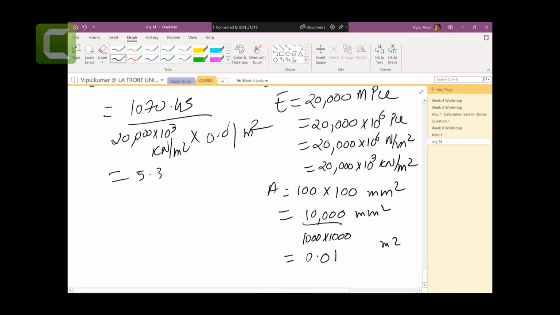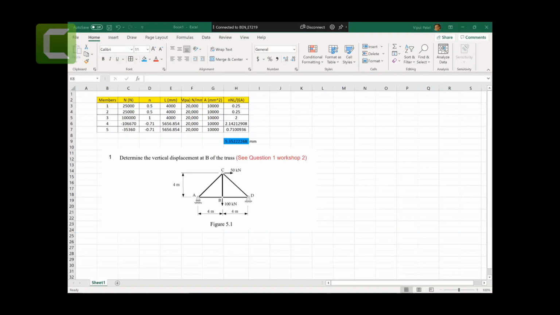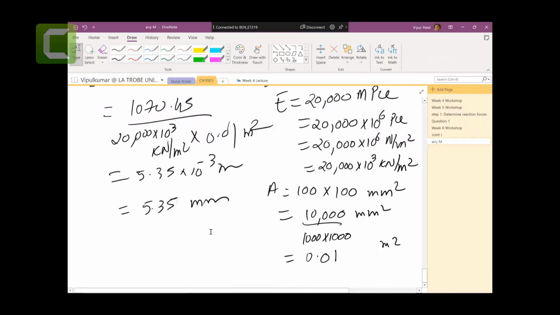Yep, 5.35 times 10 raised to power minus 3 meter. So 5.35 millimeters. Is it matching? 5.35, and that is a match. Right, any questions? If any units, this is very important on the right side. It's exactly the same thing that you're doing in the assignments right now. Millimeter, meter square, and so on.